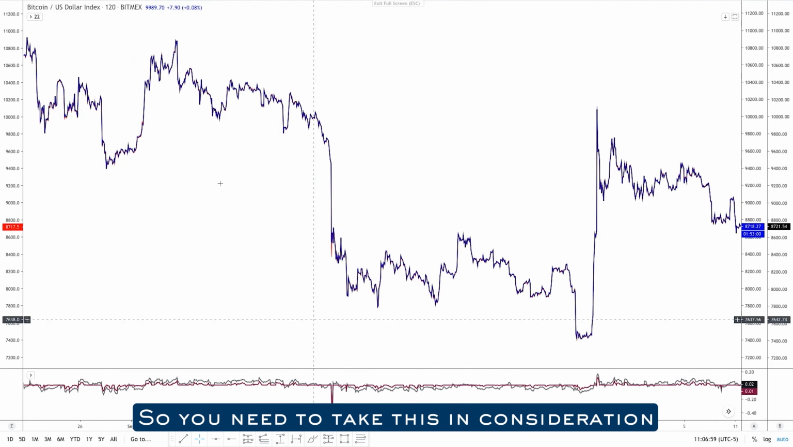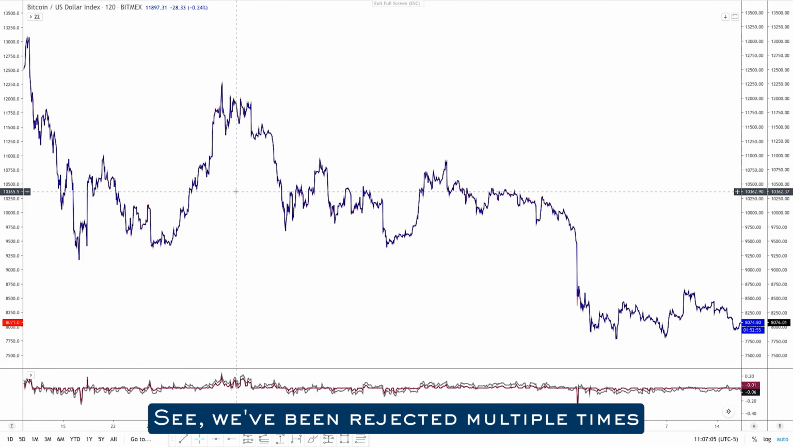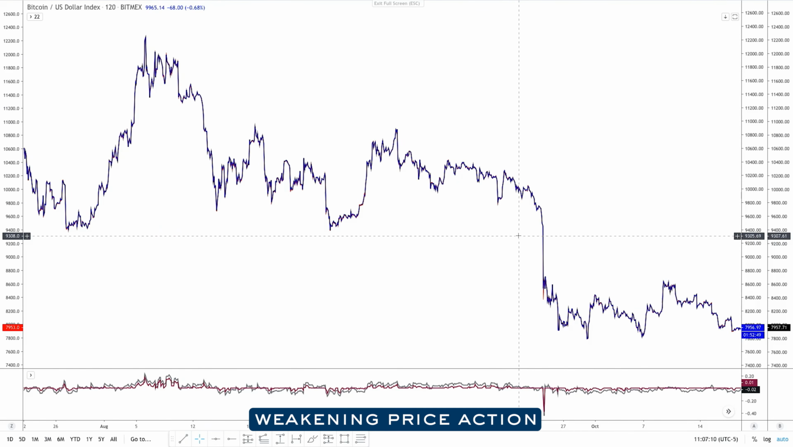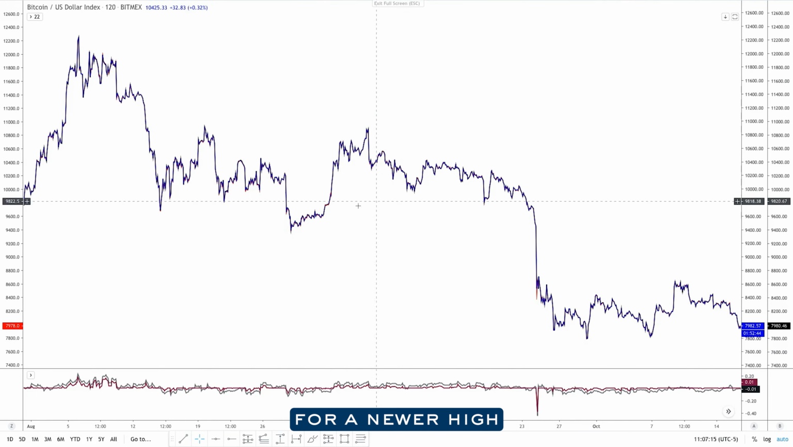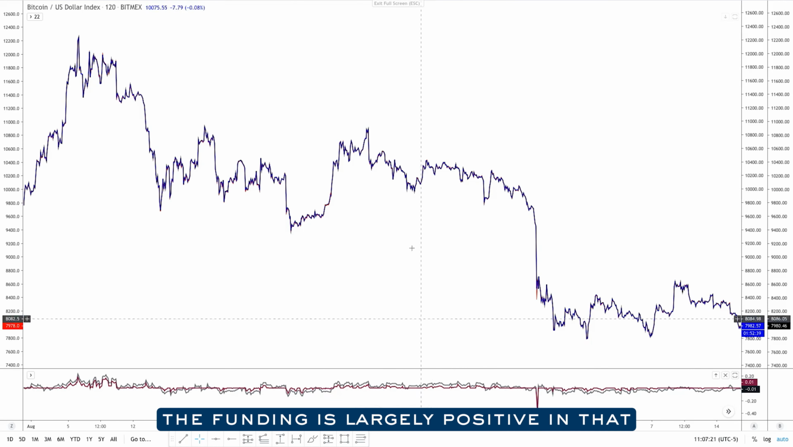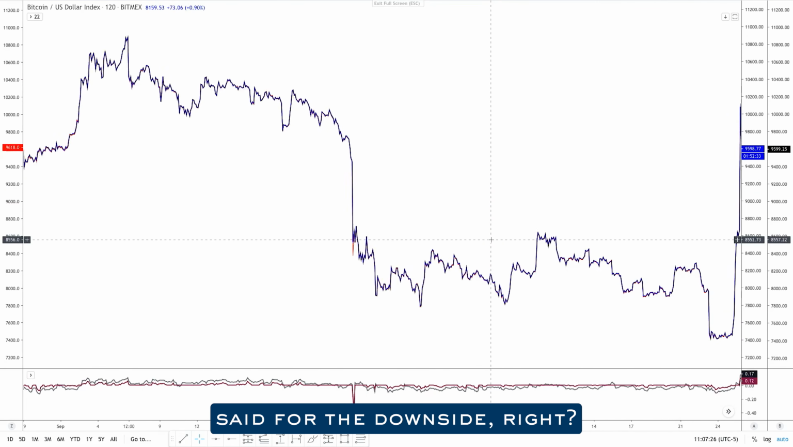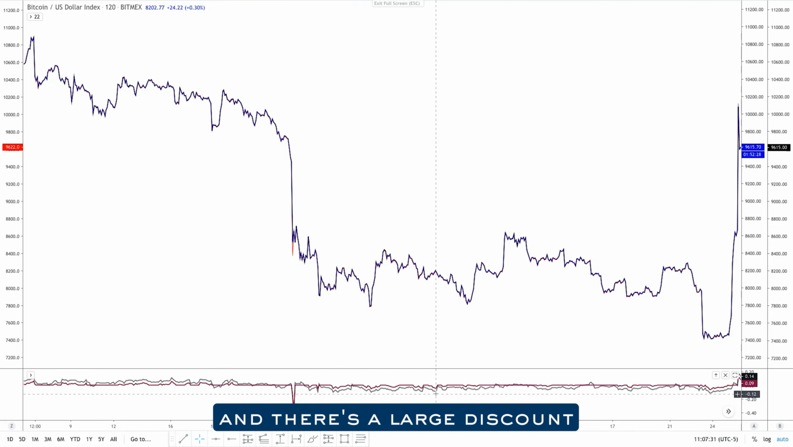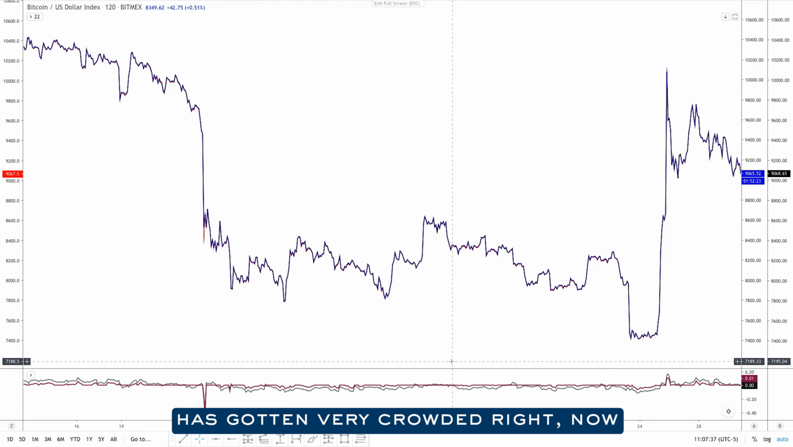So you need to take this into consideration with market structure, okay, with certain context. Say we've been rejected multiple times, like this structure up here, we've been rejected, price is starting to show weakening price action, okay, volume is decreasing. You have everyone calling in this case for a new high, but you know it's already shown that the funding is largely positive and that the premium is pretty substantial. Who else is going to open up longs at this point? And again, the same can be said for the downside, right? So when the discount is quite obvious and there's a large discount and the funding is very negative, okay, this shows that the other side of the market has gotten very crowded, all right?